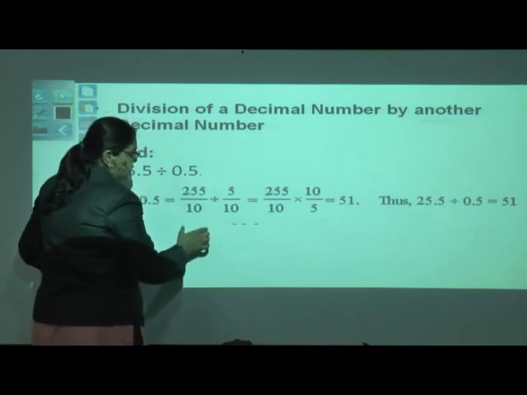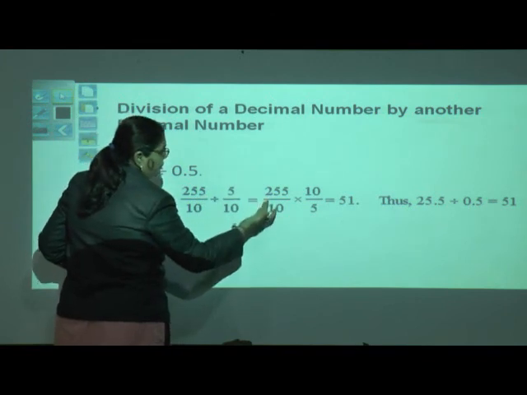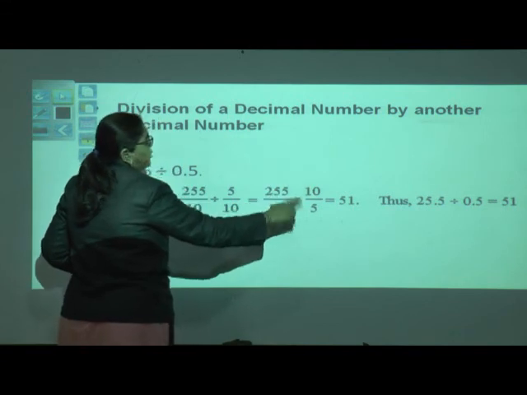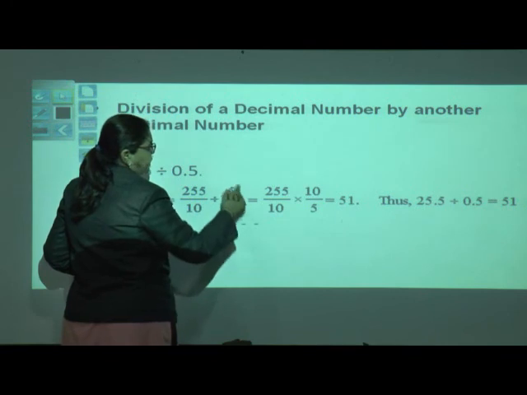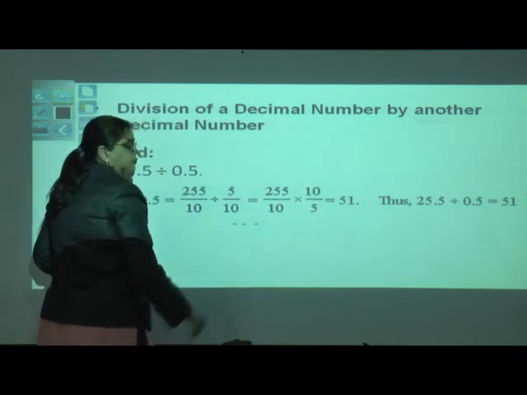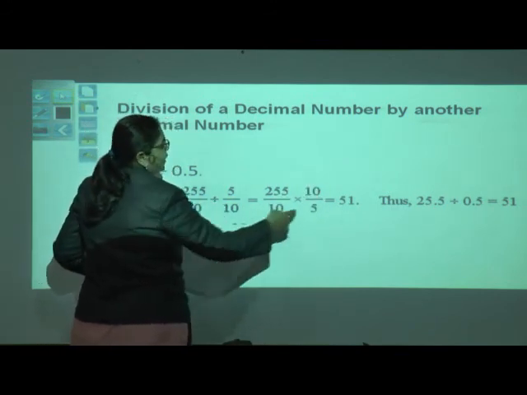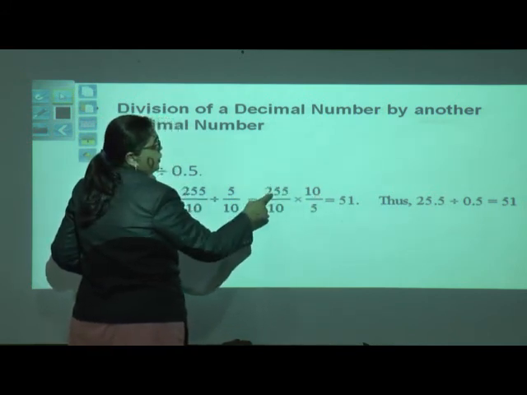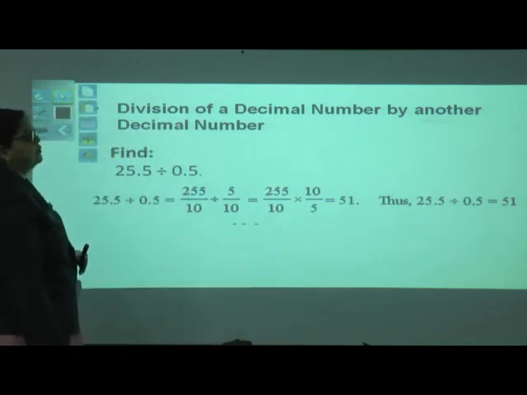We will write the first fraction as it is. Whatever we have after the division sign, we have to make its reciprocal. So 255 upon 10 multiplied by the reciprocal, 10 upon 5. Now it's very easy. We can reduce 10 and 10. Yes, and 5 ones are 5, 5 fives are 25, and 5 ones are 5. So it will be 51.